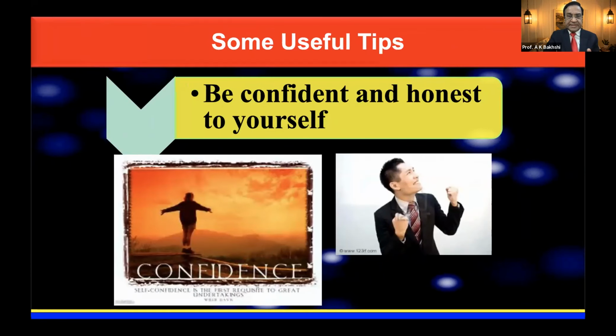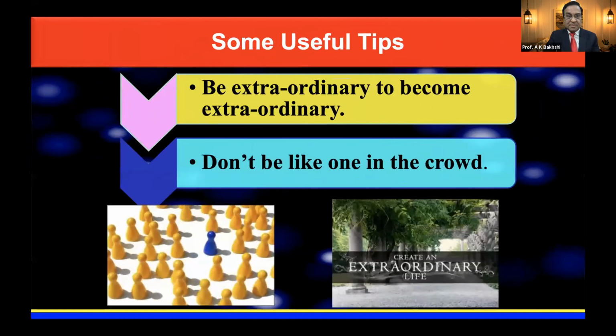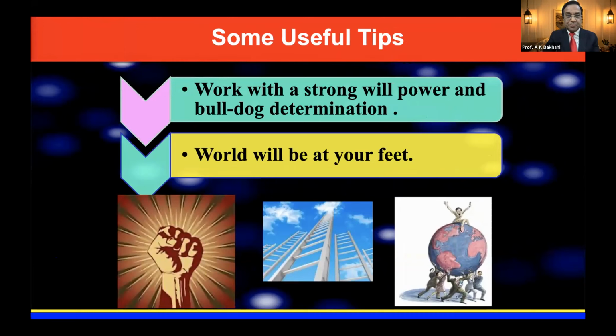You should be very confident and honest with yourself. You don't need to proclaim to the world that you are very honest. No, nobody bothers. If you want to become extraordinary, try to have extraordinary qualities. Don't be like one in the crowd. Mediocrity won't survive in the years to come. Just be different. Work with a strong willpower and bulldog determination. And I tell you, the world will be at your feet.